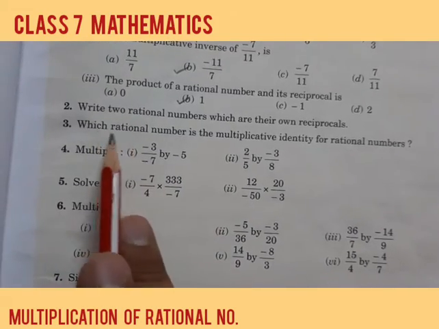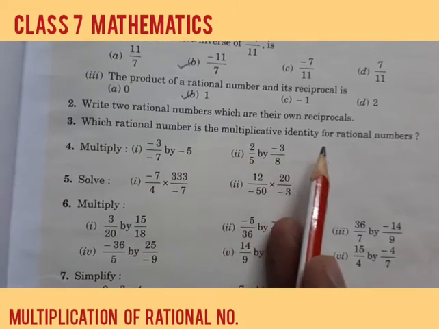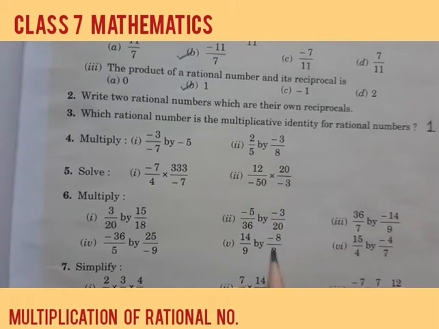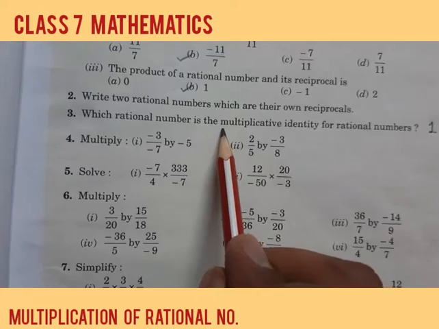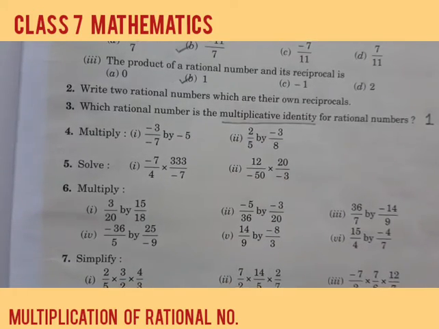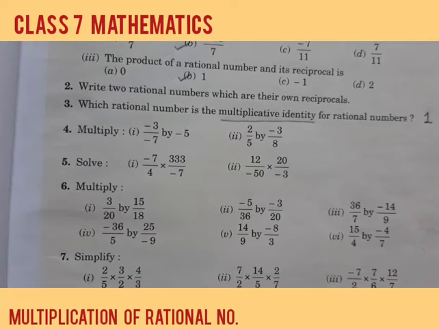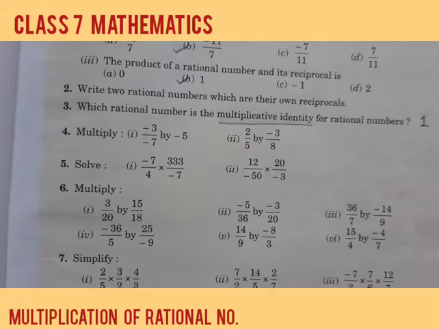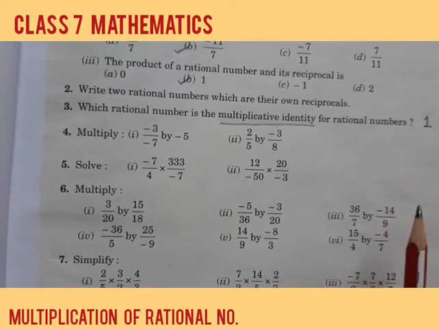The next question: which rational number is the multiplicative identity for rational numbers? The answer will be 1. See why. Here it is given multiplicative identity, and the multiplicative identity says that the product of any integer and 1 is always the integer itself. That's why the answer will be 1.